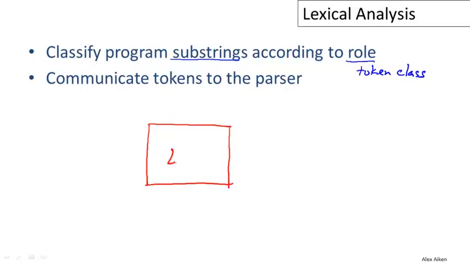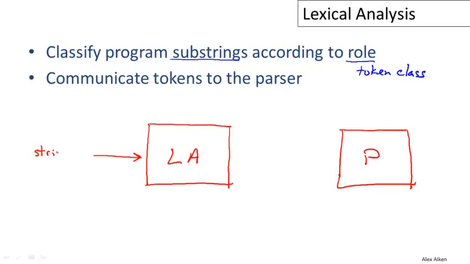The lexical analyzer communicates with the parser. The functionality here is that the lexical analyzer takes in a string, typically stored in a file, so just a sequence of bytes, and then what it sends to the parser is a sequence of pairs, which are the token class and substring, which I'll just say string here. So it sends a string, which is a part of the input, along with the class, the role that it plays in the language, and this pair together is called a token.